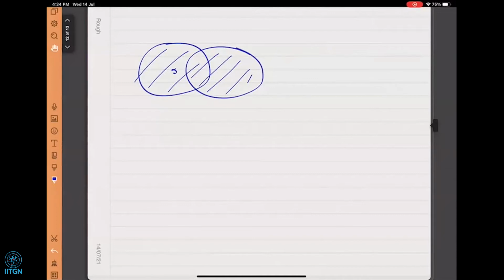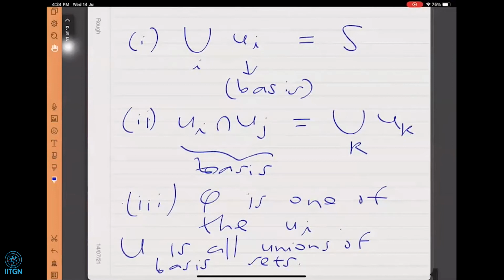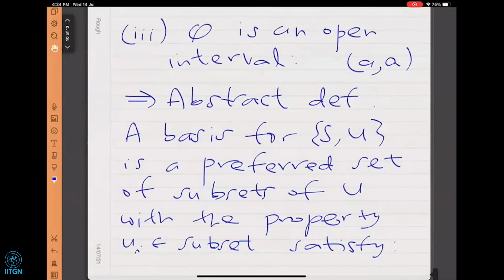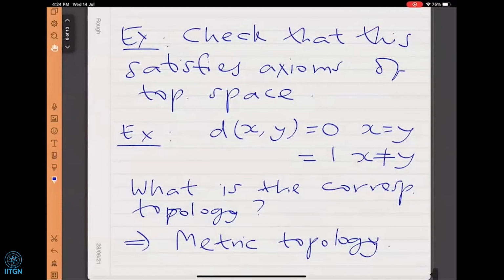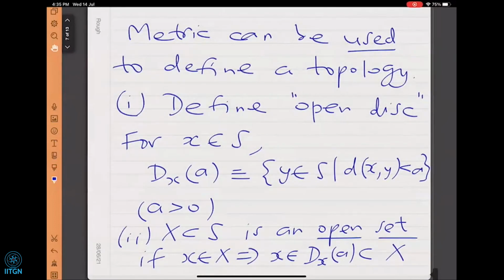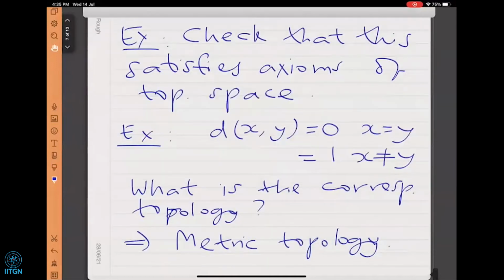By metric topology, do we mean the collection of all open sets defined using that metric? Yes, but it's tricky to define open sets using that metric. You have to do it in stages, and I've done the stages here. The stages are that I first define open disk, which you see here, and then I define open set by saying that the set is open if every time there's a point in the set, that point fits inside an open disk which fits fully inside the set. Now let's apply that to this example.